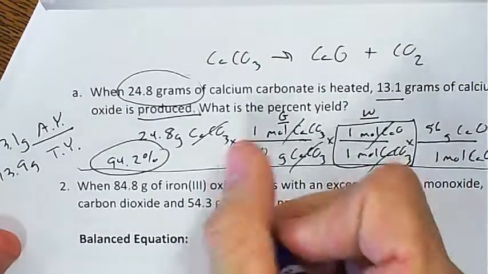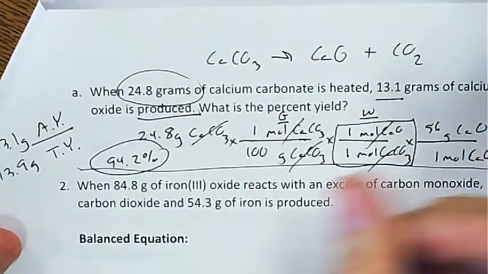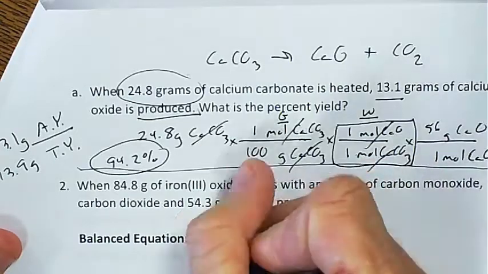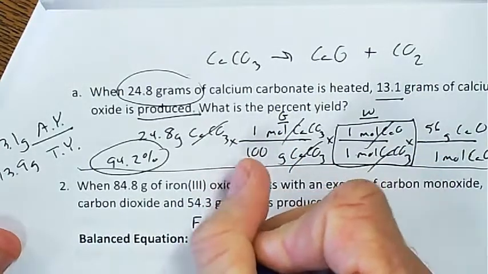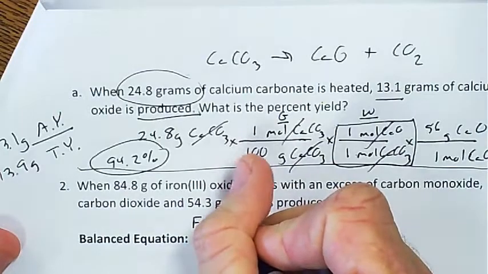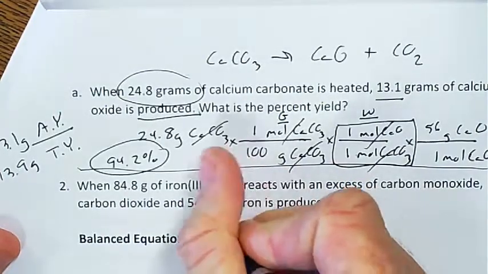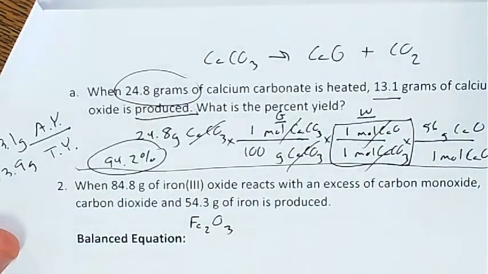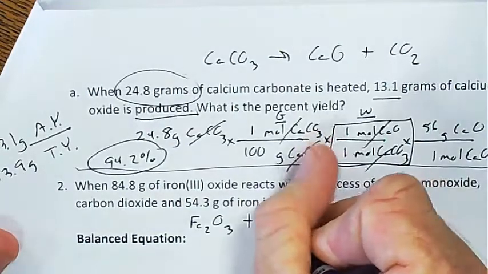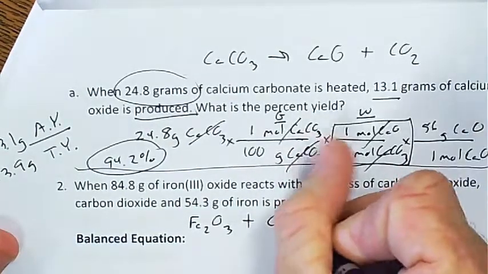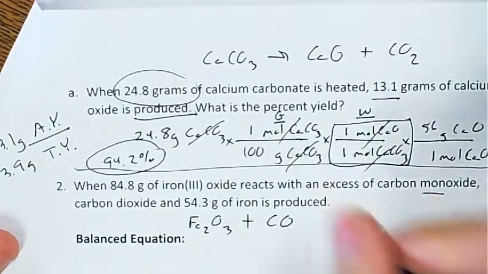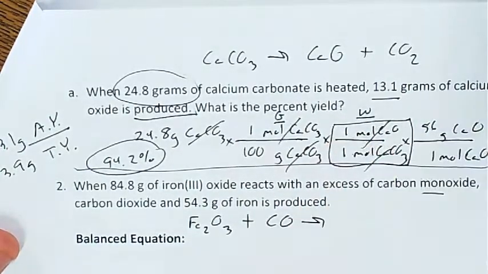We've got iron oxide reacts with an excess of carbon monoxide. So again, we've got to cross the charges and put those together. It's iron 3 oxide, so the charge of that is 3. The charge of oxygen is 2. Cross the charges, you get Fe2O3. Carbon monoxide, again, that's 2 nonmetals, no charges to cross there, so mono means one oxygen.